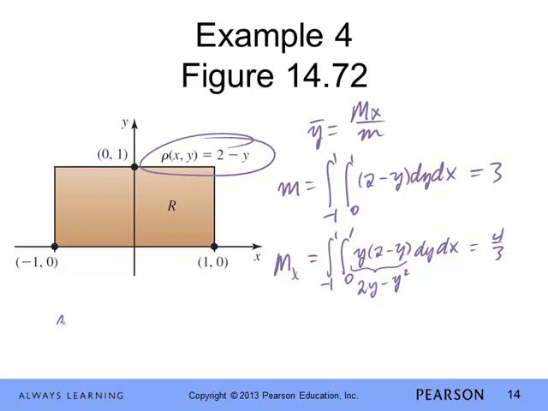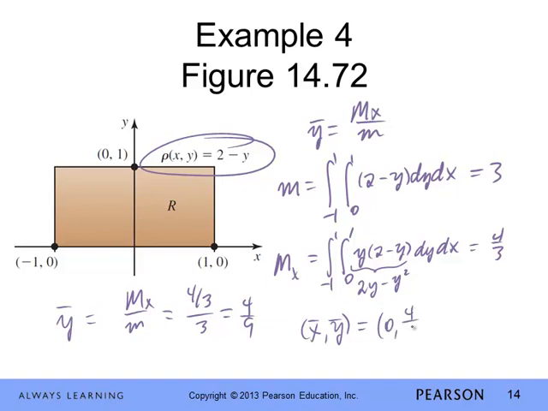Then calculate y bar, which is the moment divided by the mass. So that's what, 4/3 divided by 3. So that's 4/9. So the center of mass is going to be at x equals 0 and y equals 4/9.